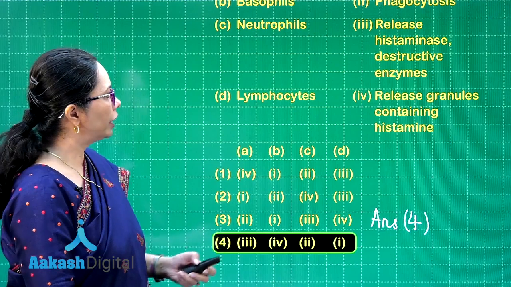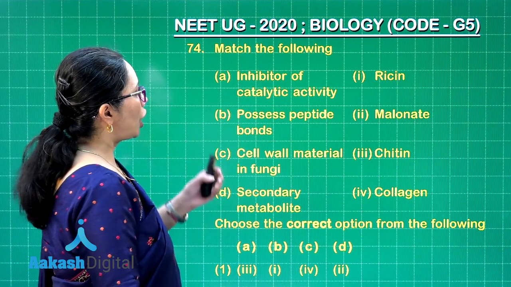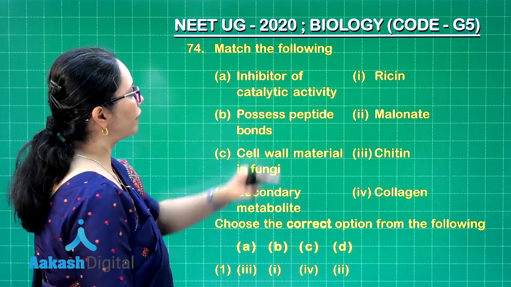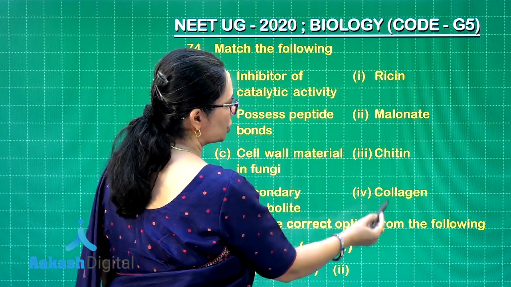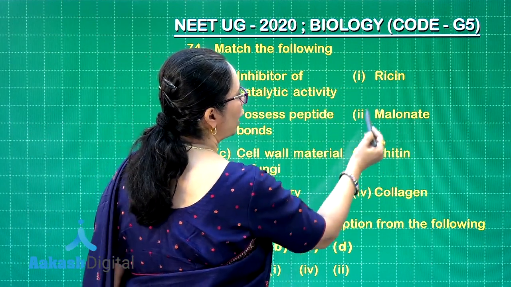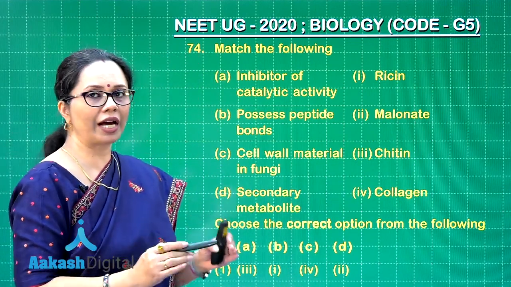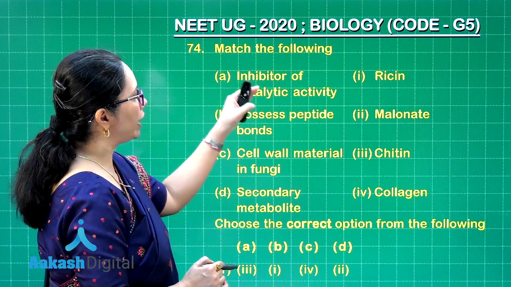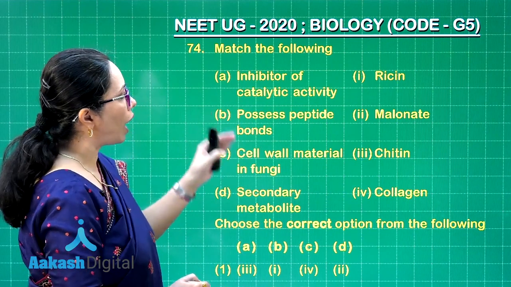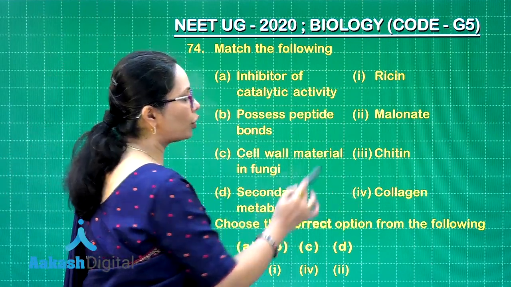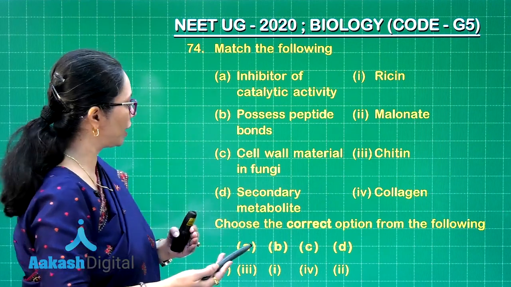Now from here let us move on to our next question, question 74. Now in this, inhibitor of catalytic activity, here if you see the various choices given, out of that malonate or malonic acid is an inhibitor of the enzyme succinic dehydrogenase. So A will match with 2. Possess peptide bonds: out of these 4 the best choice would be collagen because it is a protein and within the protein there would be peptide bonds between the amino acids.